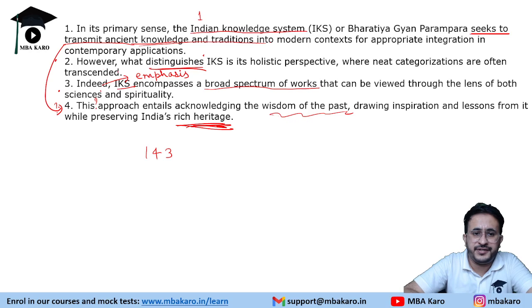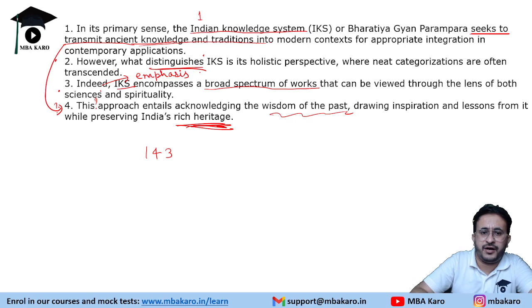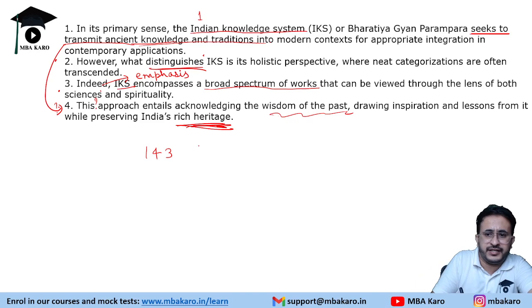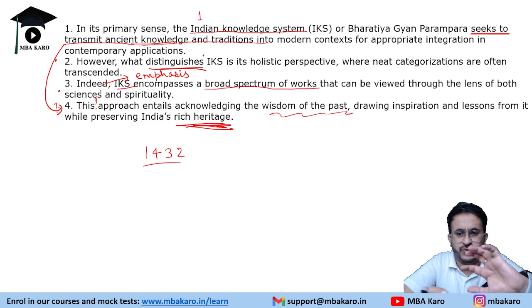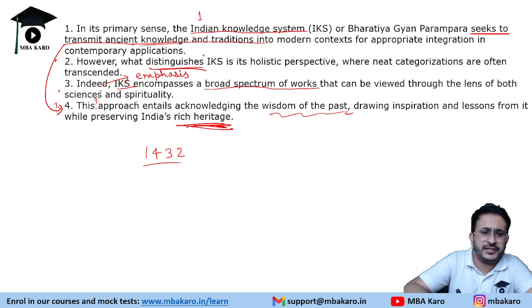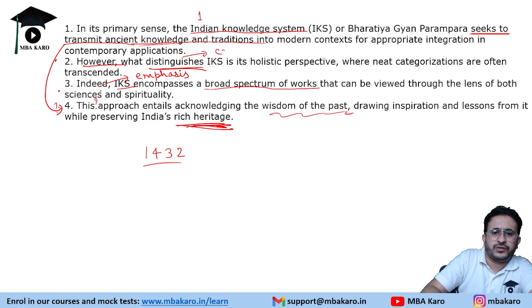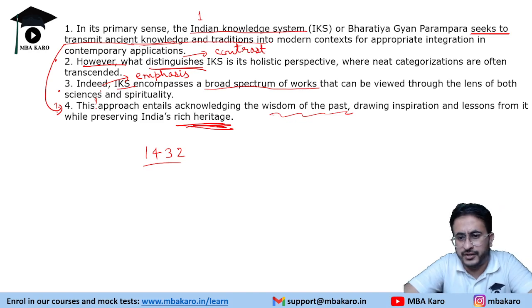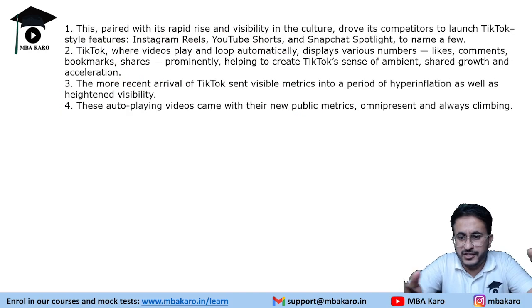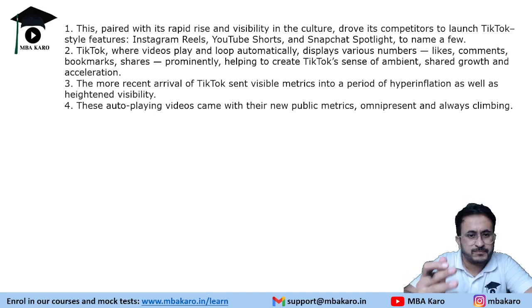Then, however is contrasting, right? So, when it says, however, distinguishes IKS and its holistic perspective where neat categorizations are often transcended. Okay, so 1 4 3 2 will be the appropriate one. So it is the contrasting sentence, a contrast, and that will be an outlier from the other ones. So 1 4 3 2 is going to be the order. Okay, so this is how one needs to think. And if you have prepared well for the examination, you have done an ample number of questions, you should be able to tackle such problems.